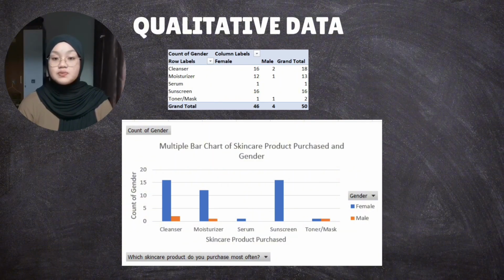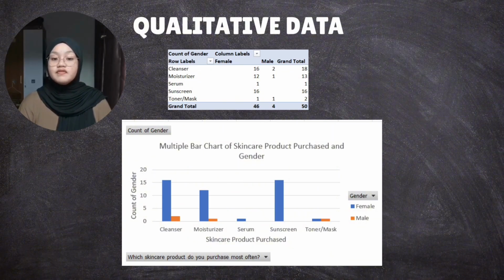Starting with the highest purchased product, we have cleanser with a total of 18 purchases, which is 16 females and 2 males. This makes cleanser the most popular skincare product among respondents. Next is sunscreen, purchased by 16 females with no male respondents buying it. This gives sunscreen a total of 16 purchases, making it the second most purchased product. Following that, moisturizer was purchased by 12 females and 1 male, totaling 13 purchases.